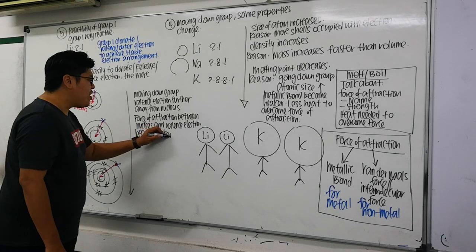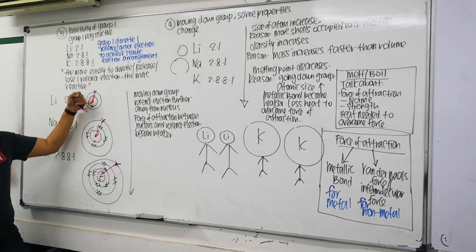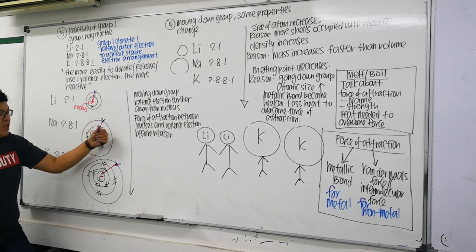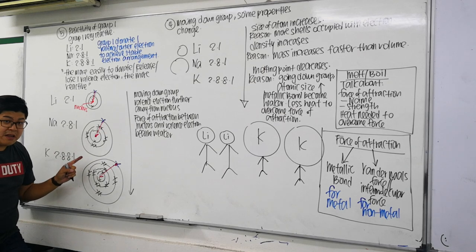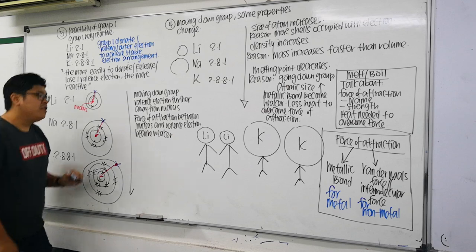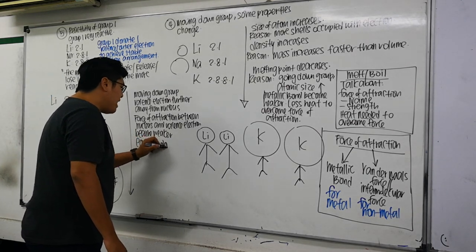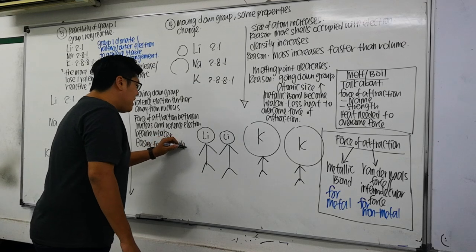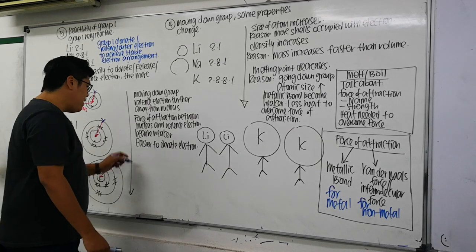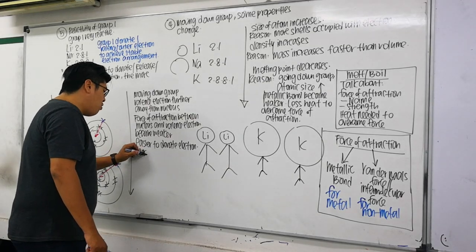When you have a weaker pulling force, imagine that this pulling force is 10 Newton, this one is 4 Newton, this one is 1 Newton. When the pulling force is weaker, this electron can get out easily, okay? So it becomes much easier for you to donate the electron. So when the electron can be dumped easily, what happens? Reactivity increases. So you become more and more reactive.